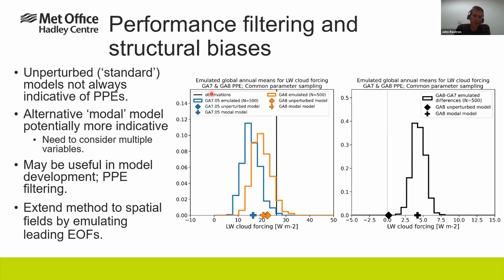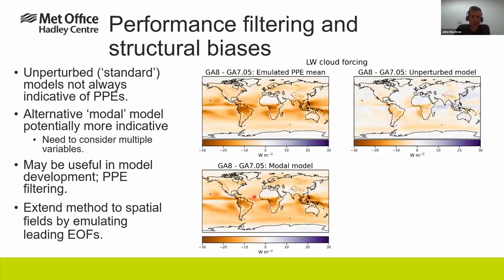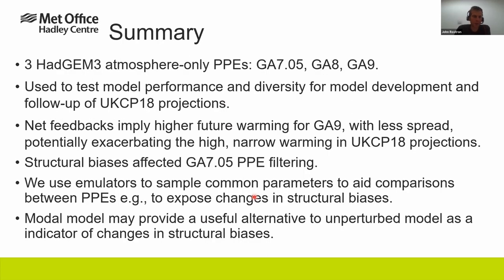So obviously, to do a fuller analysis of this, we need to consider lots more variables. This is just for long wave cloud forcing. But in principle, the idea of using an alternative single model, which could better represent the changes in structural biases between these configurations, could be really useful for model development. And it could also be useful for us in our filtering as a way of mitigating the impacts of the standard model. And I'll just say, I know I'm running out of time. So we've also been extending this to look at things spatially. And I'll just leave up my summary slide and take any questions.